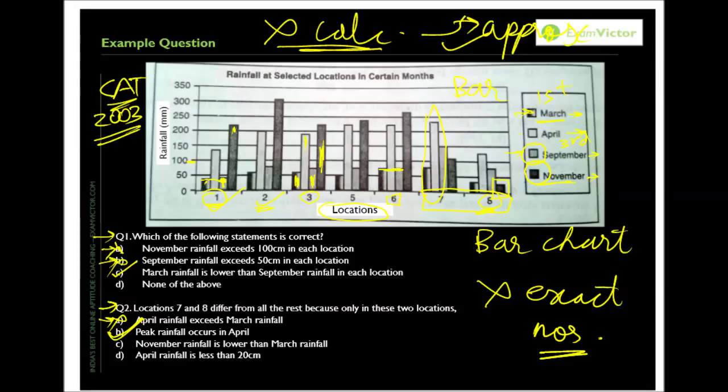I wanted to show this to you as an example that many DI questions are deceptive. They look like complicated calculations, but actually if you try to do them, you get both questions in very little time. Alright, so that was this example on bar graphs.